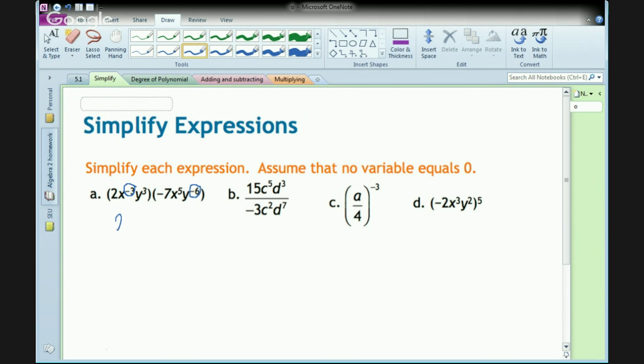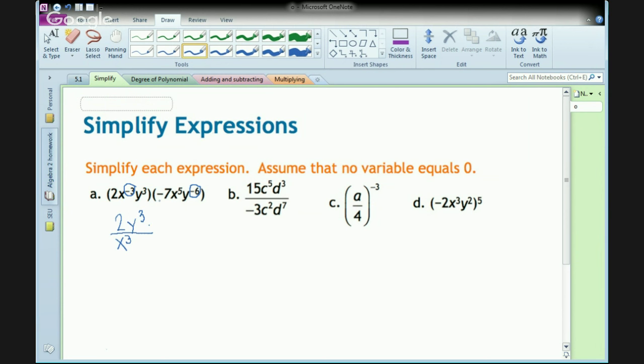My 2 doesn't have a negative exponent, so I'm just going to rewrite it. But my x to the negative 3, that's a negative exponent. So I'm going to rewrite it so that it has a positive exponent. Now I'm going to put it on the bottom. Because I did that, it is now positive. Now y to the 3rd, it's already positive, so I'm just going to leave it.